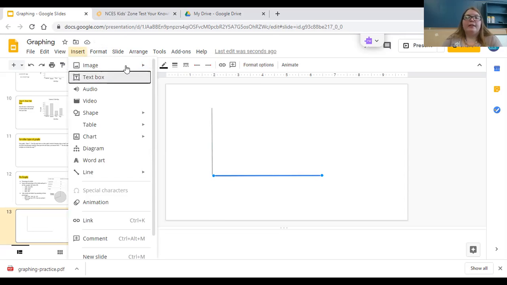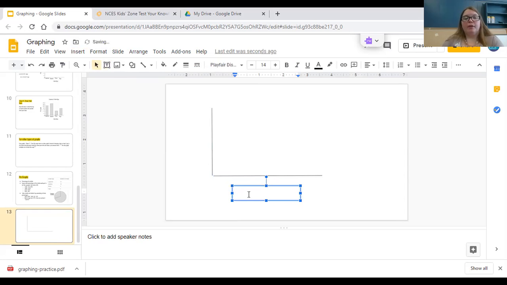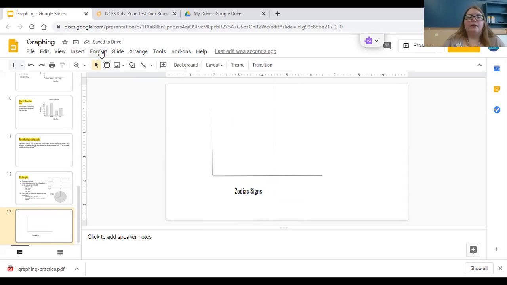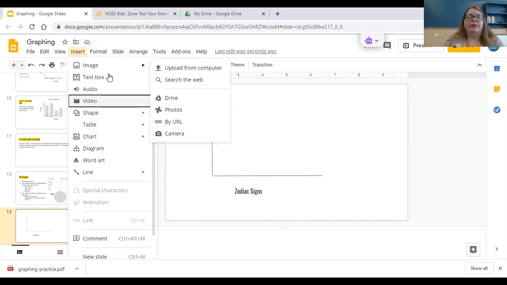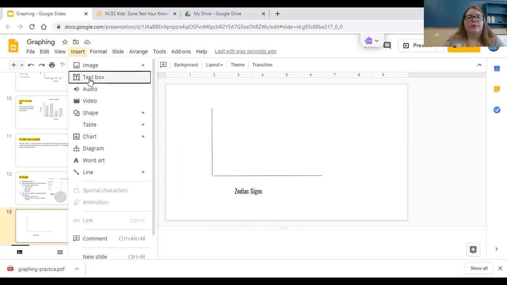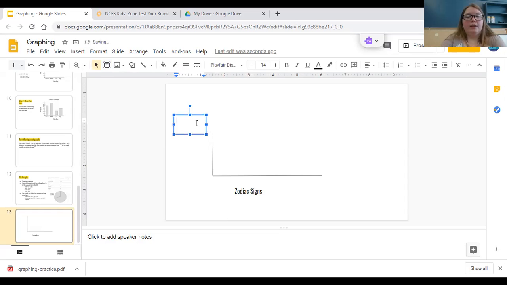So next I'm going to put some text boxes so I can label it. So if we were doing the one that we had in the example, this would be zodiac signs. And if you can't see it like me, you can change the font to something a little more visible. Okay, now we're going to do this other axis. I'm not going to do all of this because I know you guys are probably sick of hearing the sound of my voice right now. So we're going to insert another text box. So this one was number of people.